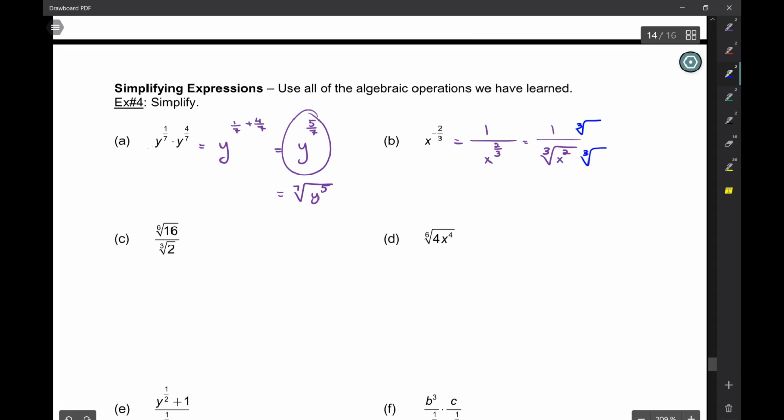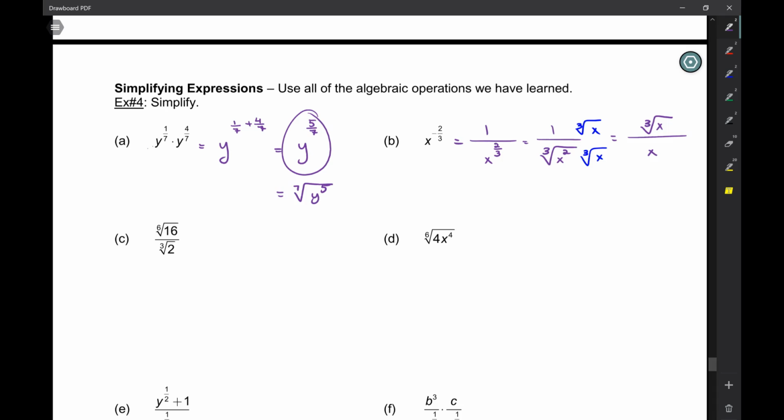All right, what's the something? X or x squared? X. Okay, why x? This is a cube root. I need a total of 3 x's. I already have 2 in the purple. I need 1 more. So now I have the cube root of x over just x.